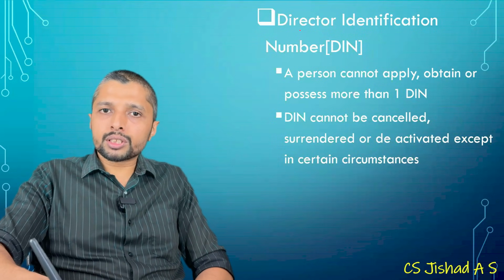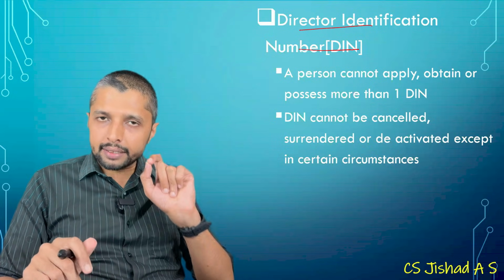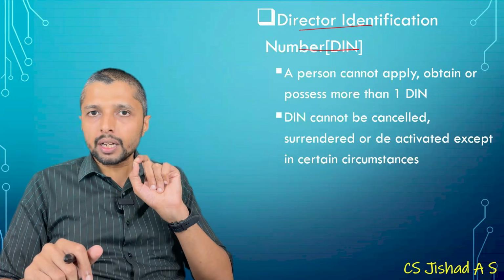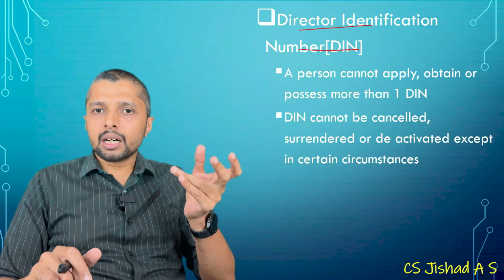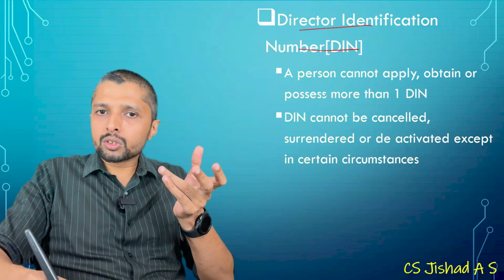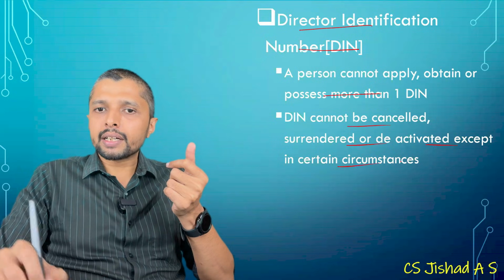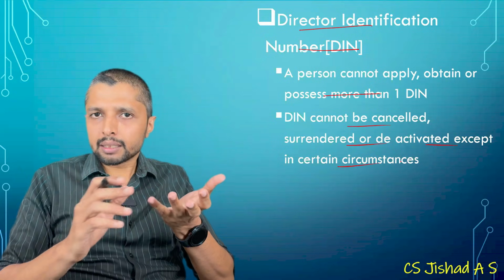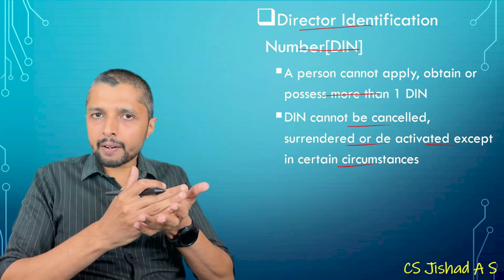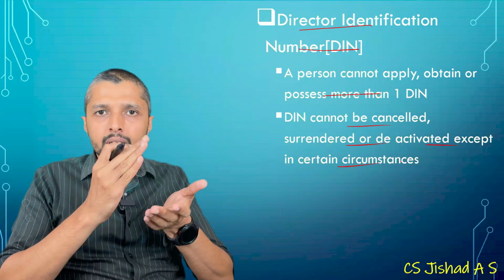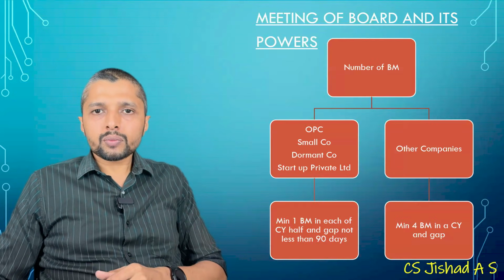The 8-digit number which is required to become a director or designated partner of an LLP is known as DIN or DPIN, designated partner identification number. A person cannot apply for, obtain or possess more than one DIN. It cannot be cancelled, surrendered or deactivated except in certain circumstances, like if it is obtained by wrongful or fraudulent means, death of the DIN holder, or if the DIN holder becomes of unsound mind, insolvent, etc.